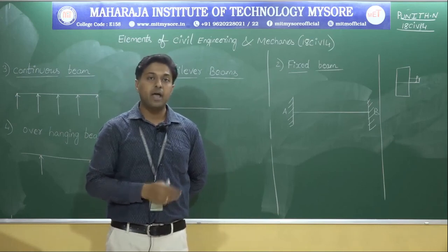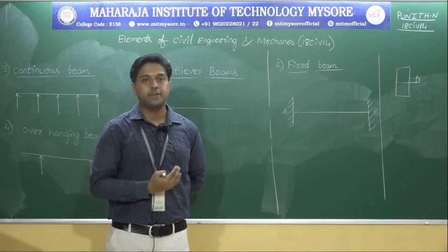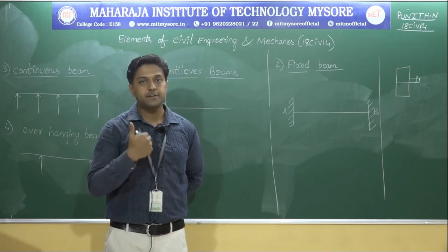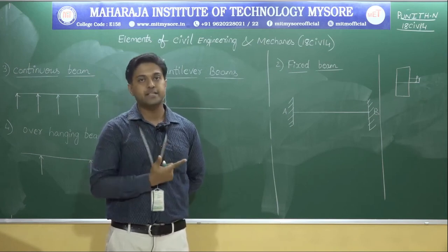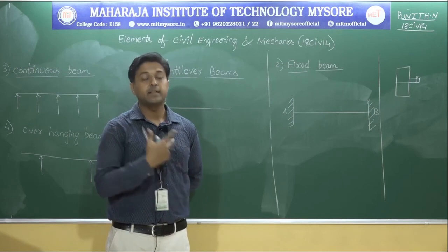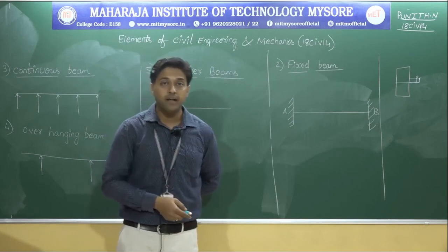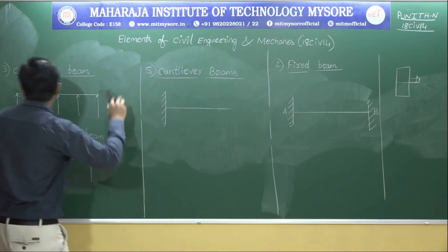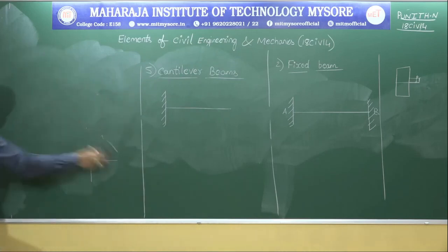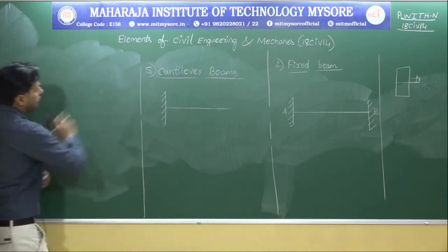Okay, now I will move on with the third classification. The first classification was the types of supports. The second classification was the types of beams. The third classification is the types of loads. So now we'll move on with the next one, the types of loads.